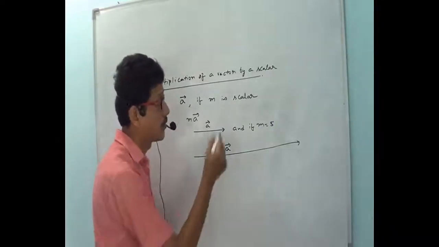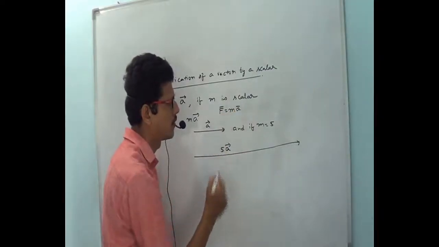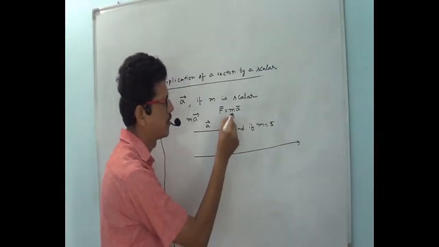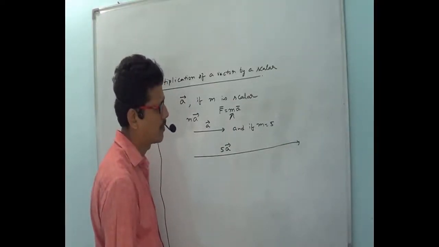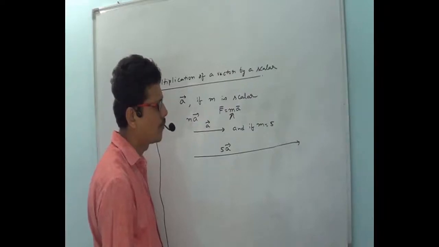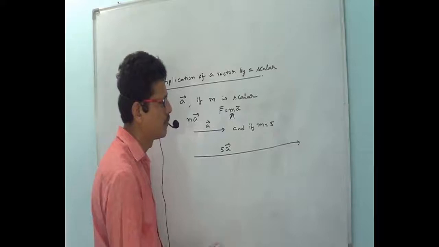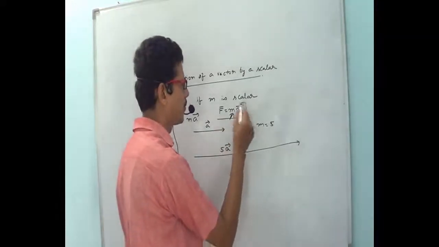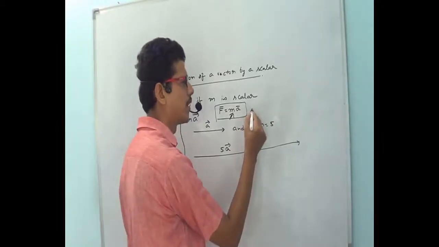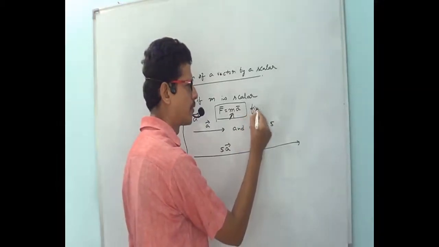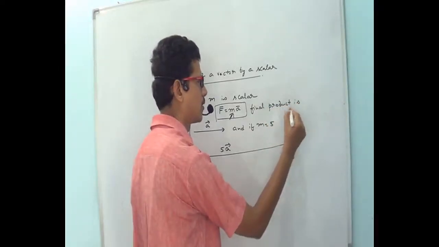So we have that concept of force. Force can be written as mass into acceleration. Mass is a scalar and acceleration is a vector. Again we will be getting a vector only. So if we multiply a scalar with a vector, ultimately the final product is a vector.